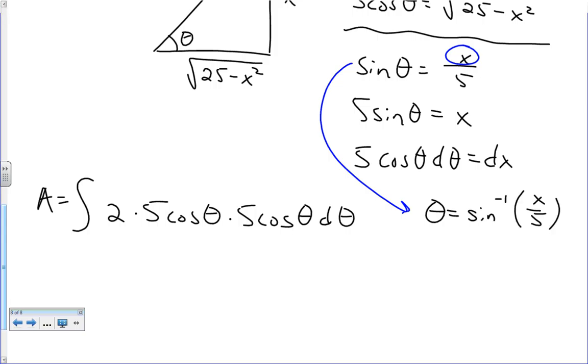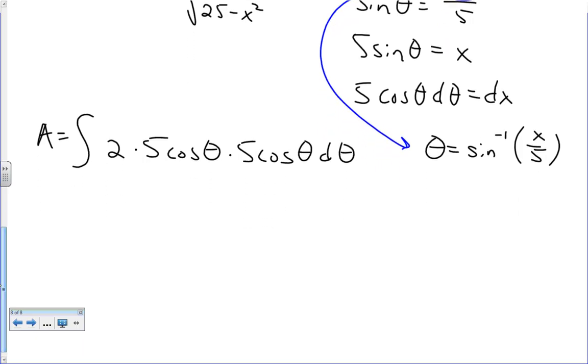So I'll replace x's with theta values now. The lower bound was x equals negative 2 in the original. So if I substitute in for x as negative 2, I'll get theta as the sine inverse of negative 2 over 5. And the upper bound, that was x equals 3, so it's going to be the sine inverse of 3 over 5. It'd be nice if those were nice numbers to write down or even to work with. They're not, so I'm just going to leave them in that form, but nonetheless, that's our lower and upper bound.